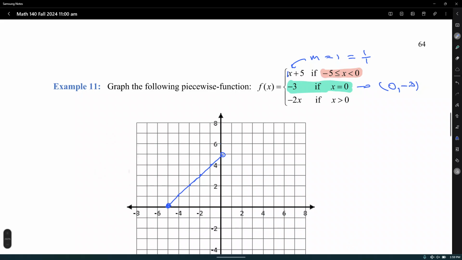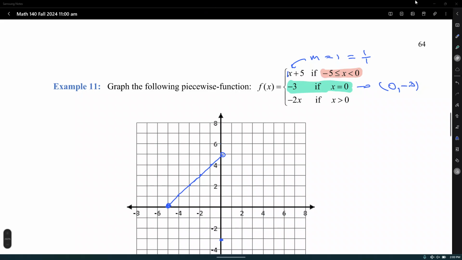Graph the horizontal line, y equals negative 3, which I'm going to do with blue. That'll be the entire graph, but we're only interested in the point where x equals 0, so just erase everything else. If you don't want to draw the whole horizontal line, simply interpret this as if it were just an ordered pair. That's the easiest way to think about it.